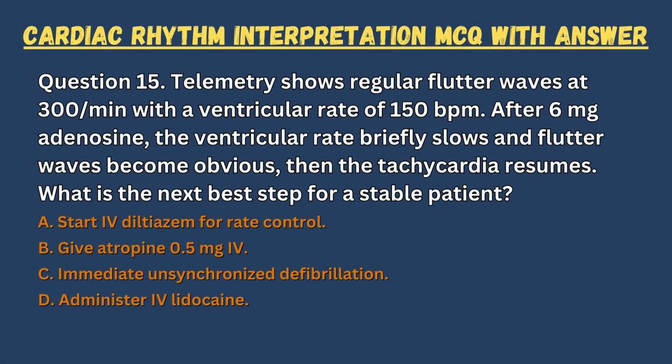Question 15. Telemetry shows regular flutter waves at 300 per minute with a ventricular rate of 150 BPM. After 6 milligrams adenosine, the ventricular rate briefly slows and flutter waves become obvious, then the tachycardia resumes. What is the next best step for a stable patient? A. Start IV diltiazem for rate control. B. Give atropine 0.5 milligrams IV. C. Immediate unsynchronized defibrillation. D. Administer IV lidocaine.